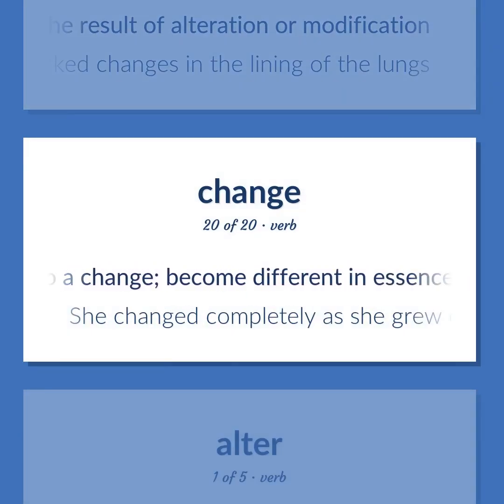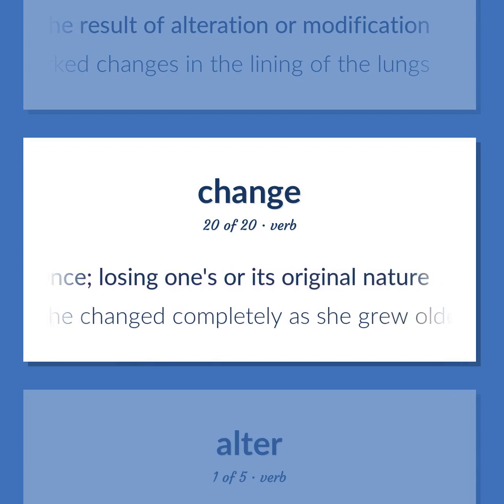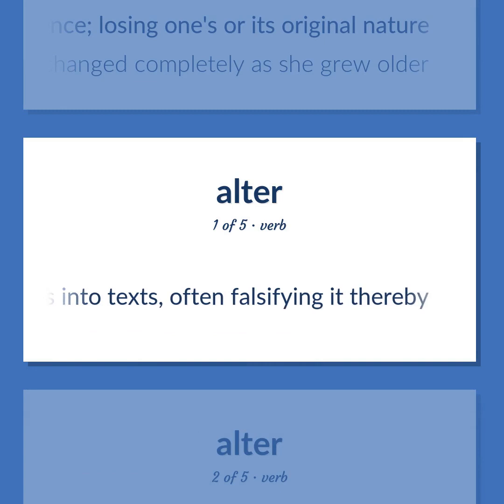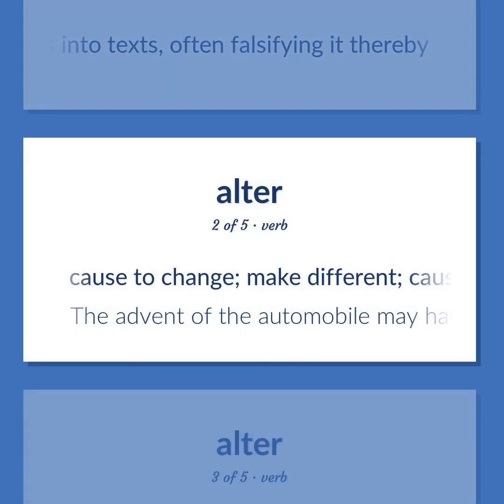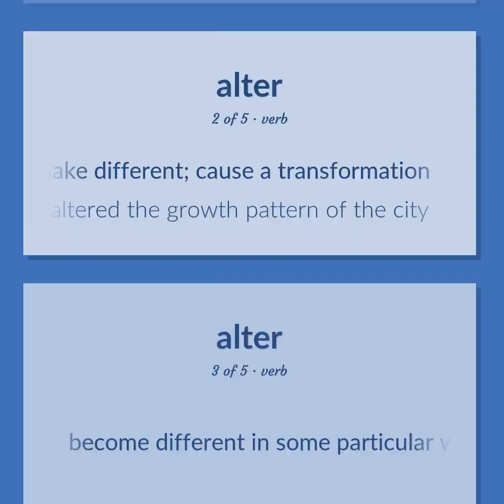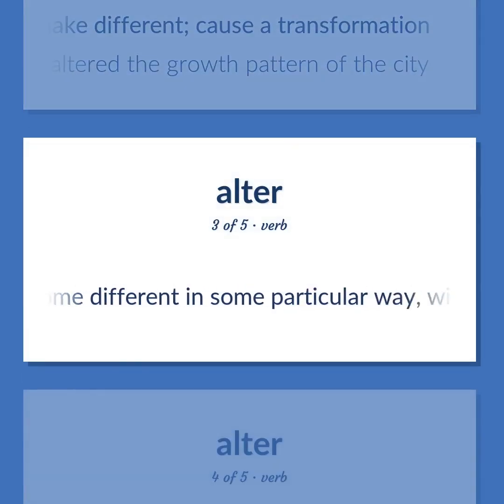Undergo a change. Become different in essence, losing one's or its original nature. She changed completely as she grew older. Insert words into texts, often falsifying it thereby. Cause to change. Make different, cause a transformation. The advent of the automobile may have altered the growth pattern of the city. Become different in some particular way, without permanently losing one's or its former characteristics or essence.